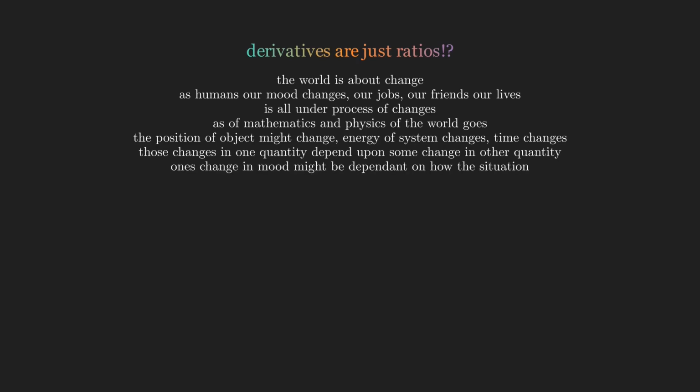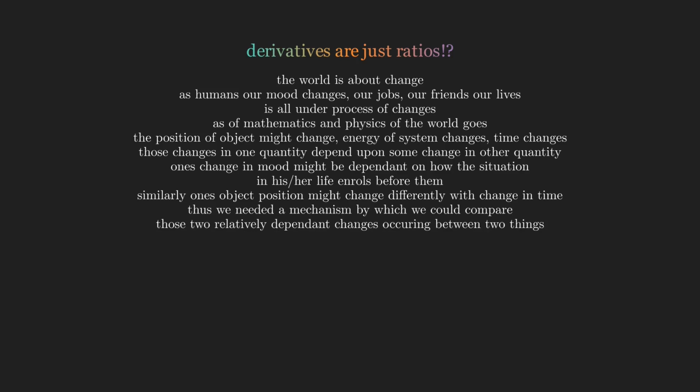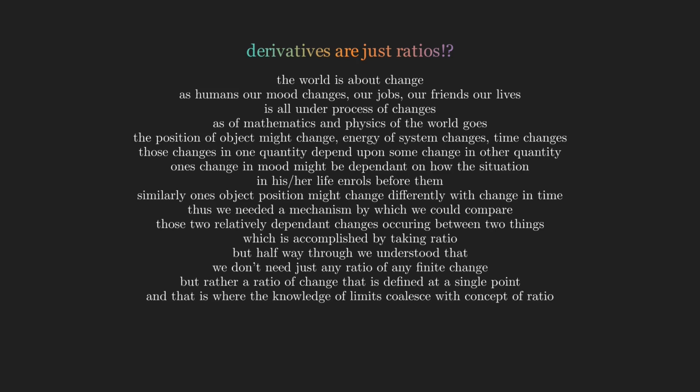One's change in mood might be dependent on how situations in his or her life arose before them. Similarly, an object's position might change differently with different changes in time. Thus, we needed a mechanism by which we could compare those two relatively dependent changes that occur between two things, which is accomplished by taking the ratio between them. But halfway through we understood that we don't need just any ratio of any finite changes, but rather a ratio of change that is defined at a single point. And that is where the knowledge of limits coalesces with the concept of ratio to give us what we know as derivatives.